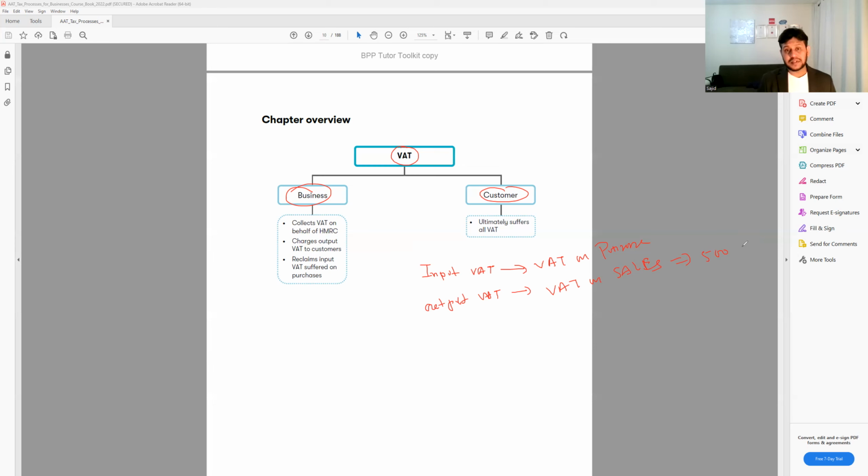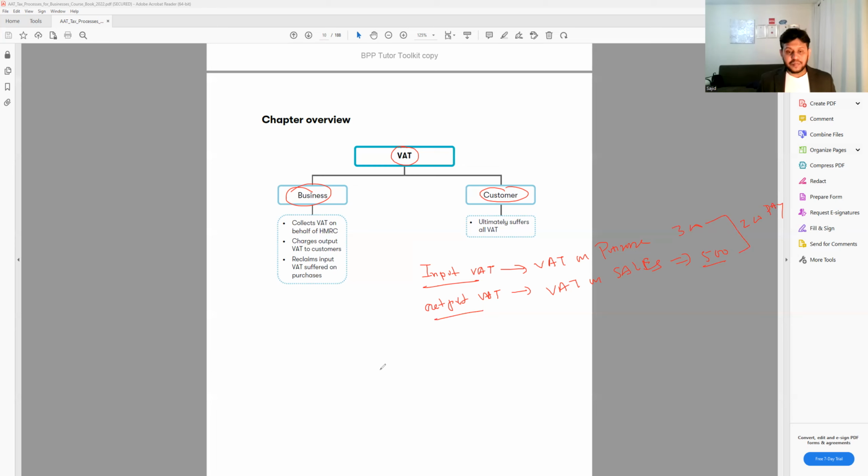claim back from HMRC. Now, for example, if my output VAT is 500, that VAT I have collected from the customer, and we have an input VAT. Input VAT means the VAT that we have paid to our supplier when you make the purchase. So let's say it is 300. So I paid my supplier 300 and I have collected 500 from my customer. So I have collected 200 more. So this 200 I have to pay to HMRC.